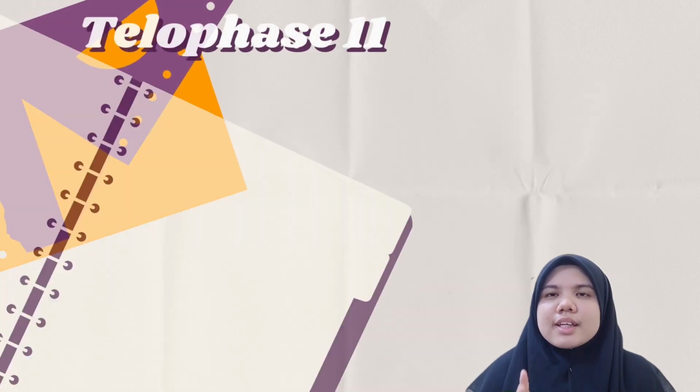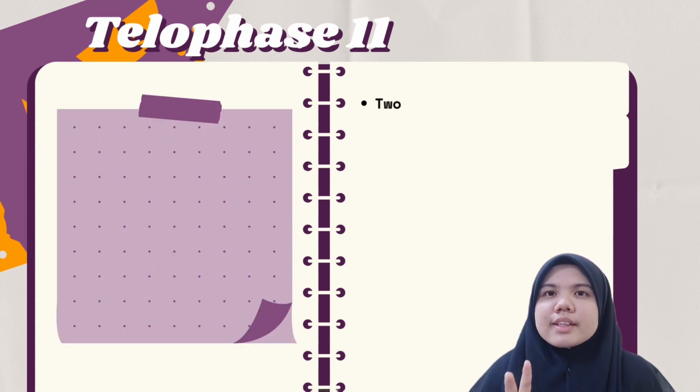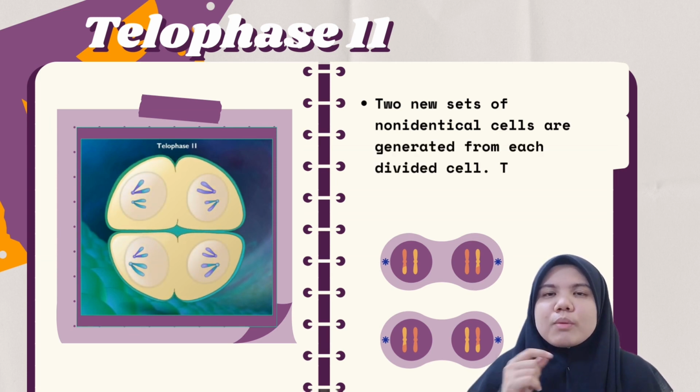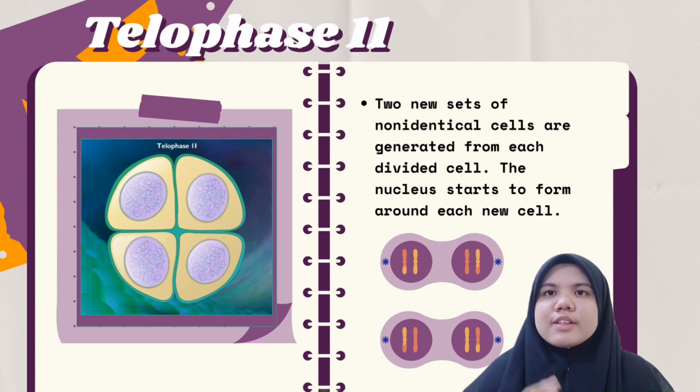poles. The last stage of the process of meiosis 2 is telophase 2. In this stage, 2 new sets of non-identical cells are generated from each divided cell. The nucleus starts to form around each new cell.